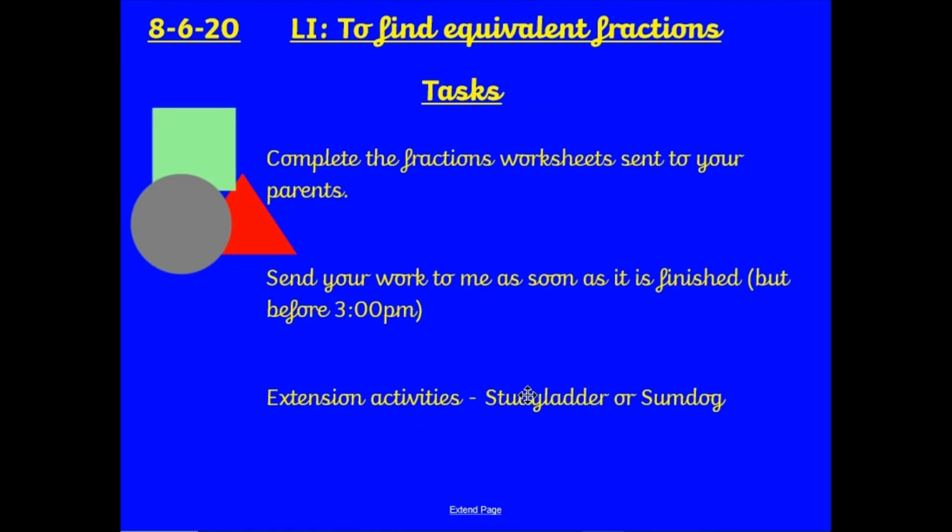Now, you are going to complete the work on equivalent fractions and simplifying fractions on your worksheets today. They've been sent to your parents, or they're available on Google Drive. Your work needs to be done this morning, ideally, but at the very latest by 3 o'clock. There are extension activities on Study Ladder, or you could log on to Sundog and have a go on there if you wish to.